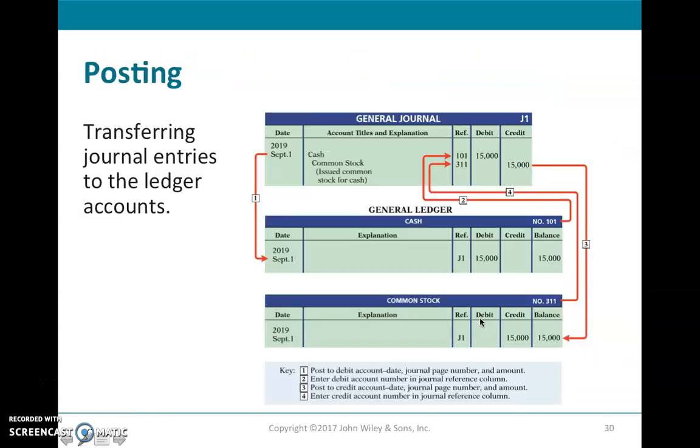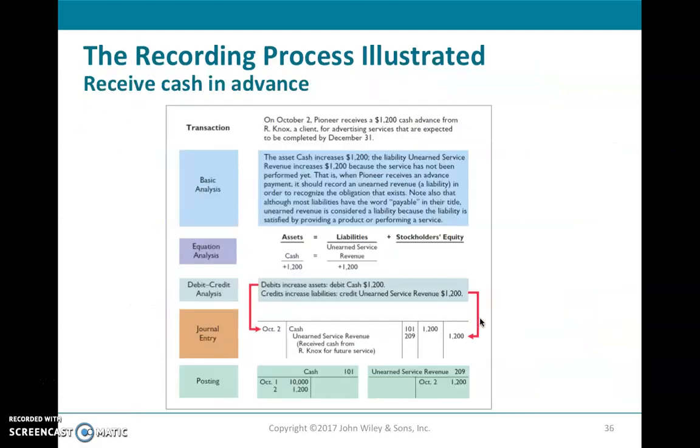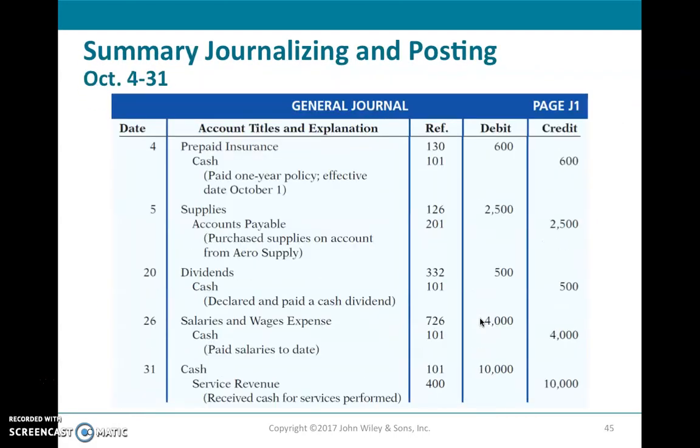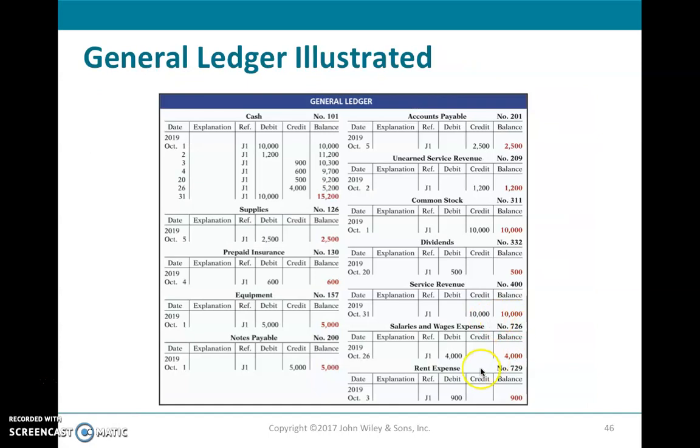Chapter 2 has a place that shows the ledger. So there is a 6-column format, or a standard format, for cash, supplies, prepaid insurance, and so forth. In the next video, I will go over a couple more examples and a trial balance.